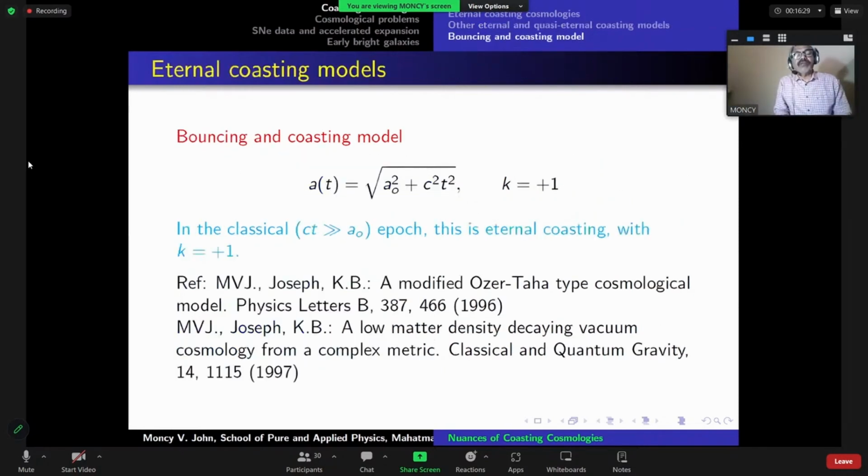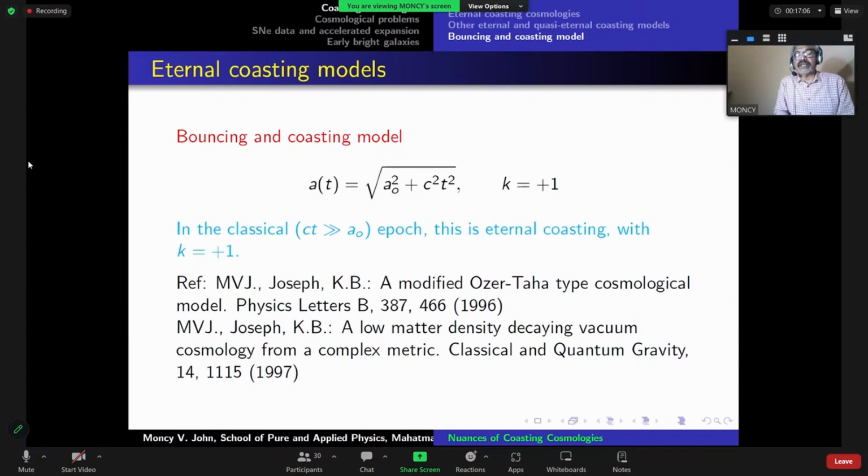In this case, I would like to consider one more model, the bouncing and coasting model, which has the scale factor varying as this expression. Here, A0 is the minimum size of the universe at T equal to 0. That initial moment can be considered to be a quantum epoch. But in the classical epoch, that is when CT is much greater than A0, this is eternal coasting with K equal to plus 1. This bouncing and coasting model was discussed in these papers.